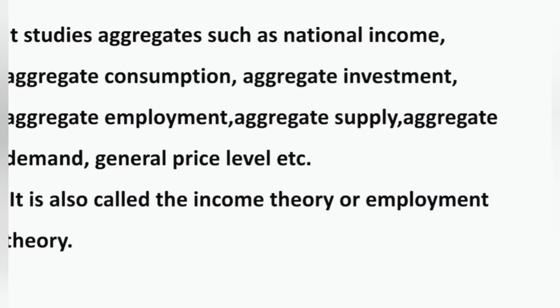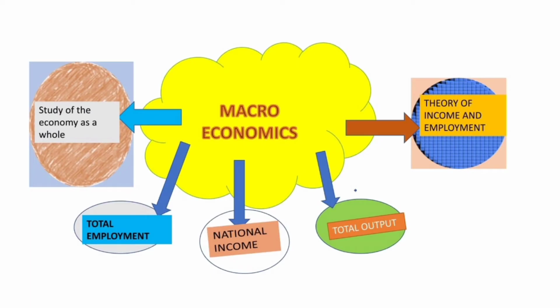And when it studies aggregate supply, it is the total supply of all the final goods and services produced in the economy in an accounting year. Not the supply of an individual firm, not the supply of individual industries. So, this way we can see that micro, as the name indicates, is a small study of an economy. And macro is the study of the economy as a whole.